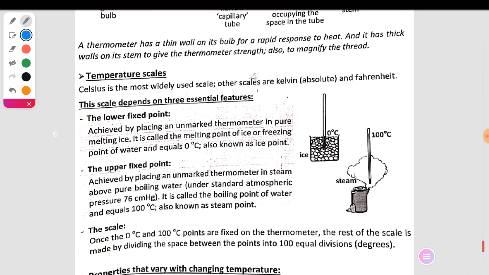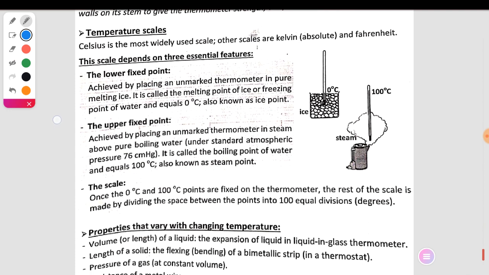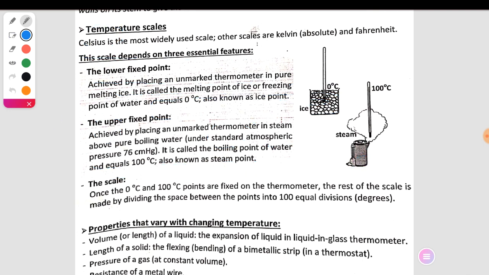What about the scale of the thermometer? Thermometer scale. How can you graduate the thermometer? Any thermometer must have two points. The first is called the lower point. The second is called the upper point. The first point, the lower point, is 0 degrees.